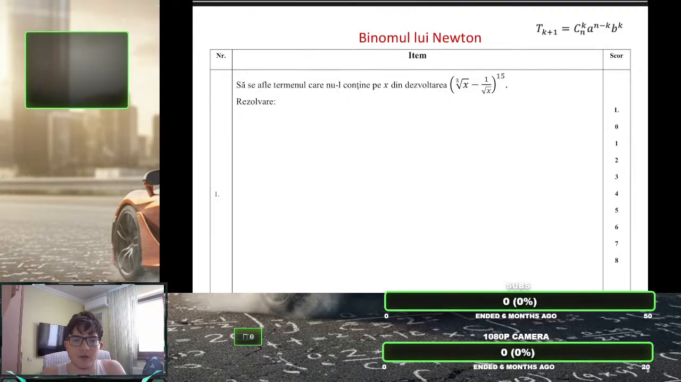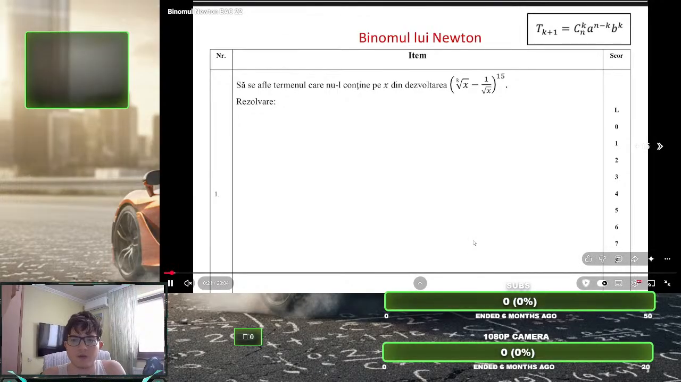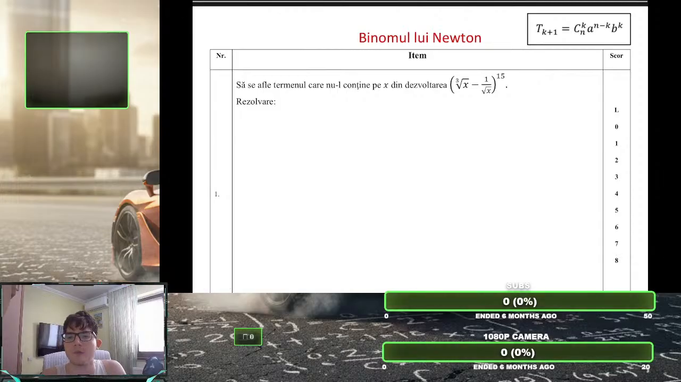So, you know, we've got this expression, power 15, so we gotta find the term that doesn't contain x in this thing. So first things first, to write down the general formula there, but it's already there in the upper right corner. It's the main thing. It's in the test. I don't even have to remember it, which is super good. So I just write down what I know.